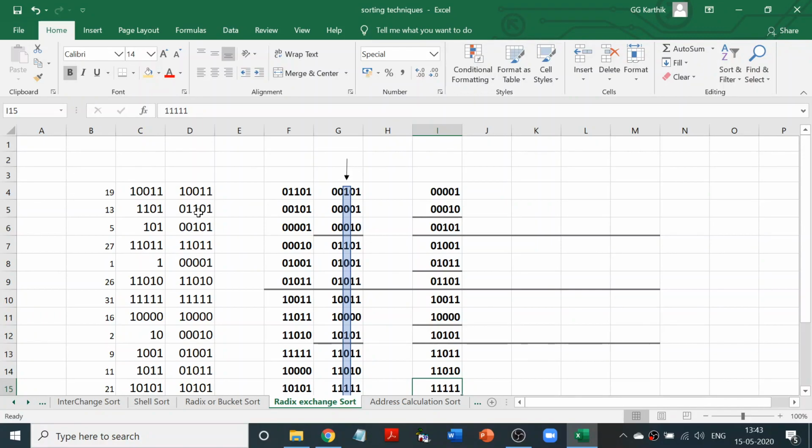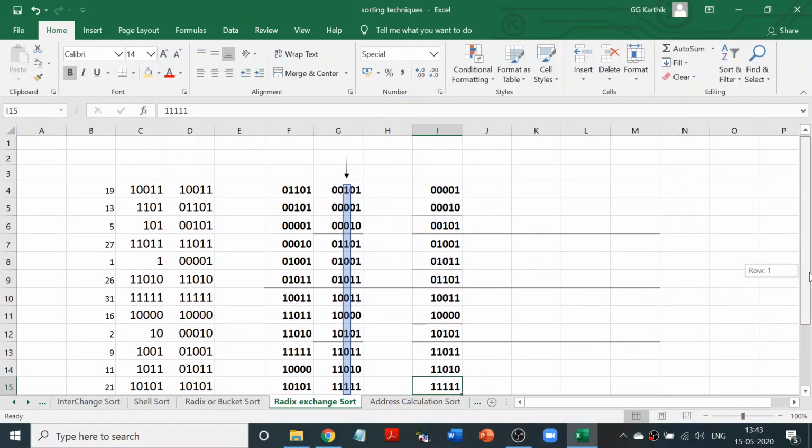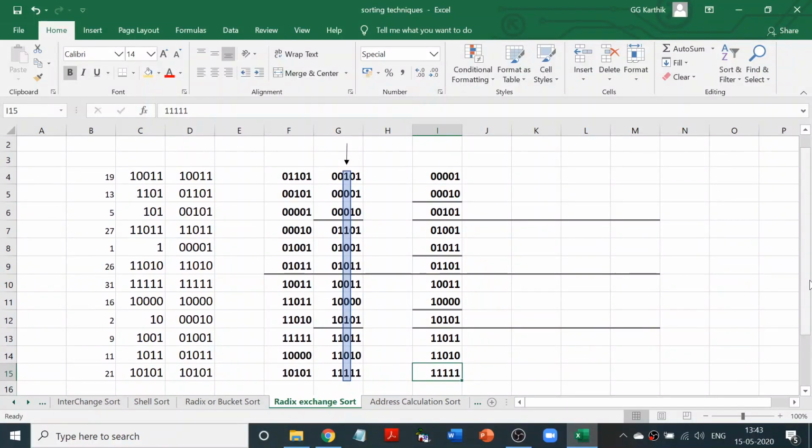So first iteration we did, wherein we considered only the first column. Okay, this was the first column considered. The list was divided into two. All the zeros above, all the ones below. This is the second iteration, right? Second column we considered. This is the third iteration where we have considered the third column. This is also done. So now how many columns are there? There are actually 5 columns. So we have to do 5 iterations. So this is going to be the next iteration.